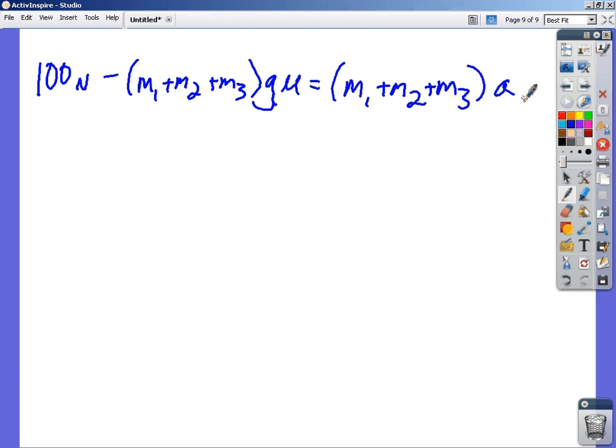Okay, so looking at this equation, we can solve for the acceleration that all the blocks feel, the common acceleration they have, by dividing through by all of our masses.